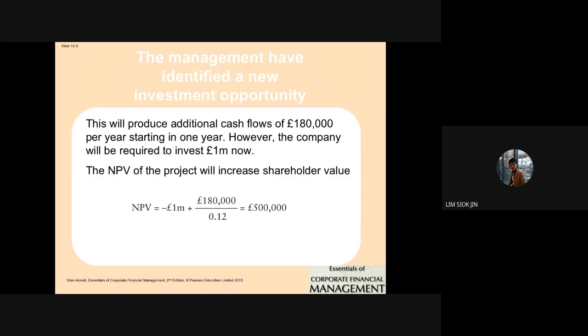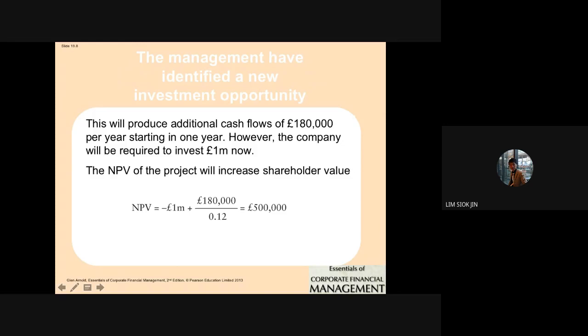Now let's see further, if management has identified a new investment policy, what can they do? This will produce additional cash flow of 180,000 per year starting in 1 year, and the company will be required to invest $1 million. Now, the NPV of the project will increase shareholders' value by what? So what is the NPV of this project?